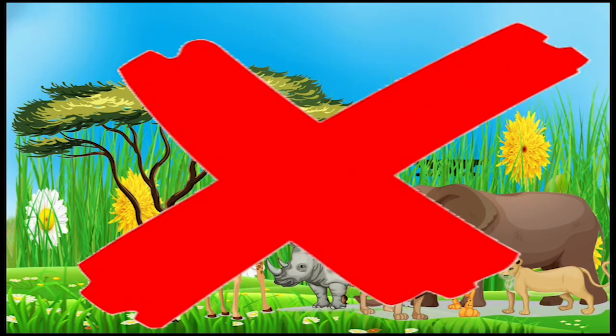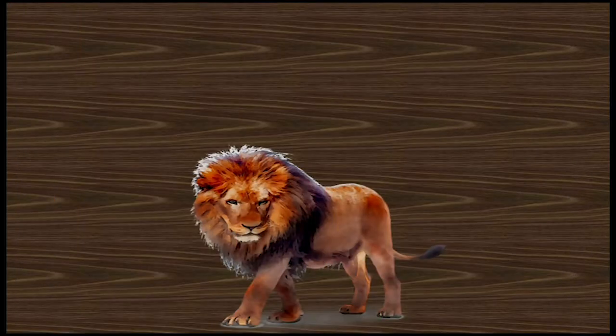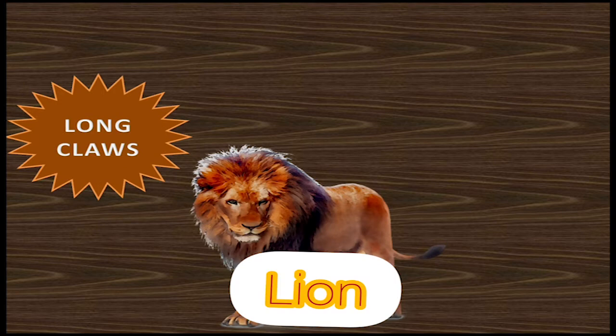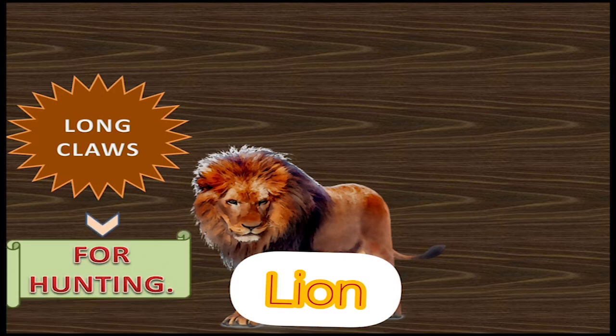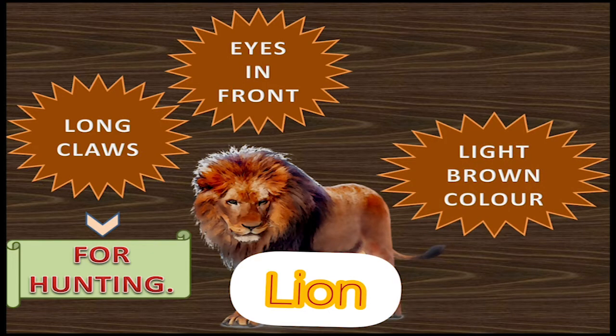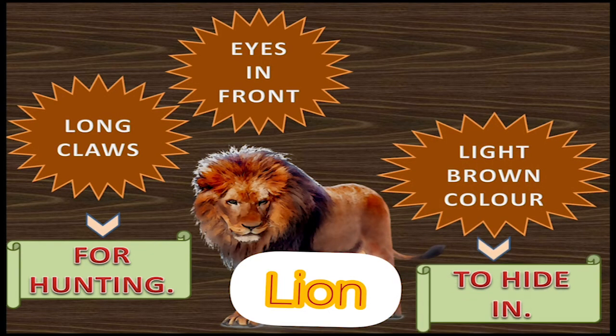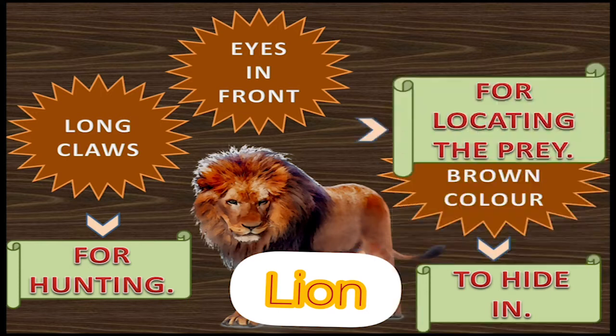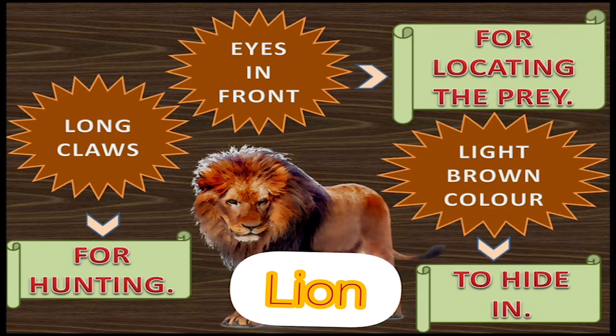In the grasslands, animals are light brown in color, like the lion, which has long claws in the front legs that can be withdrawn inside the toes, and eyes in the front of the face. Its light brown color helps it hide in the dry grassland when it is hunting for prey. The eyes in front of the face allow it to have a correct idea about the location of its prey.